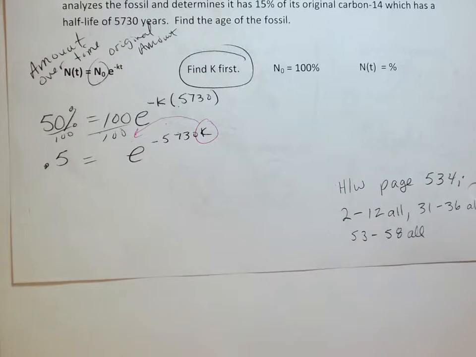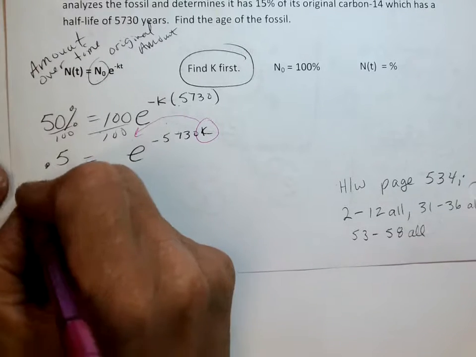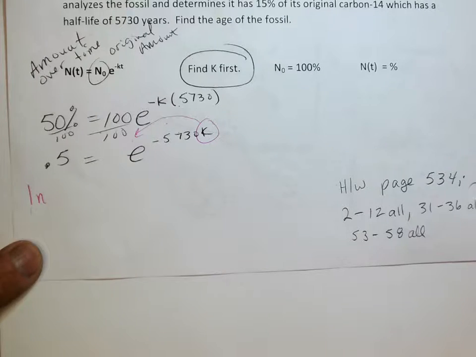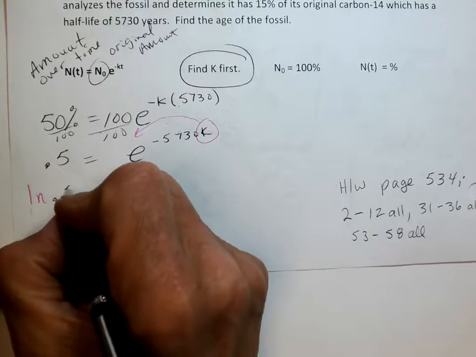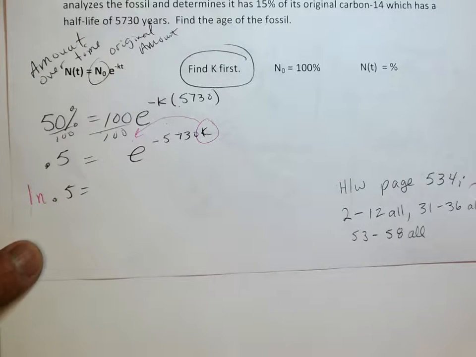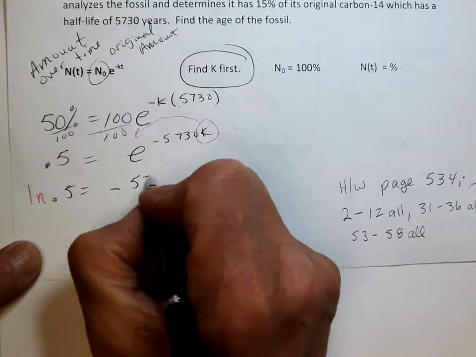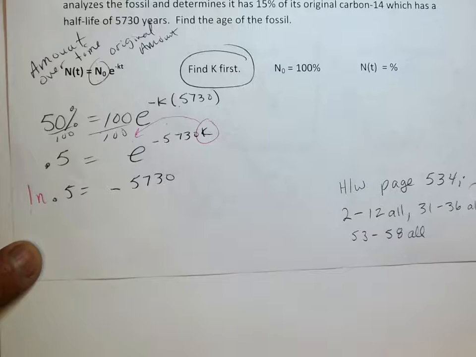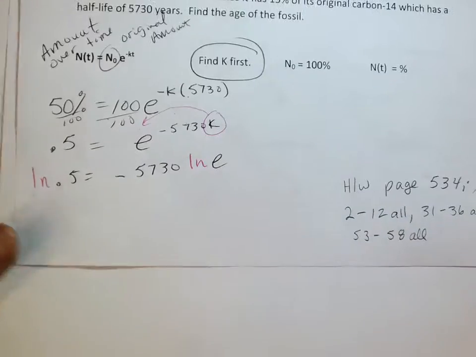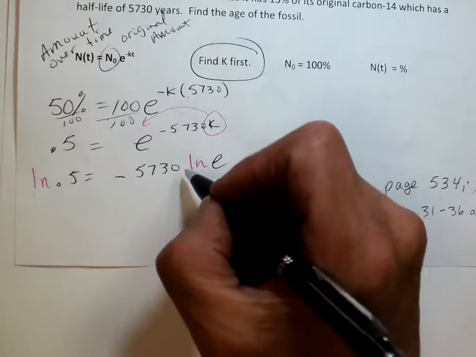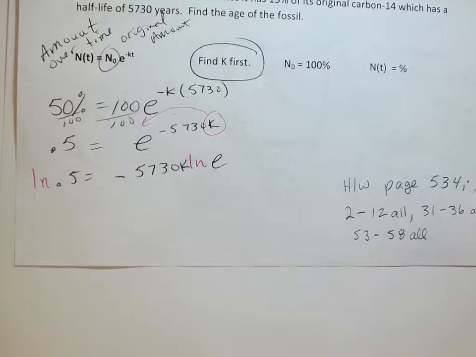Yeah, it's ln. So let's take the log, but let's take ln specifically because of e. So I'll take the ln of 0.5, right? Equals, and I'll float it down. I'm going to skip a step. Negative 5,730. And we'll have the ln of e, okay? I skipped a step. Yeah, thanks, Jerome. Thank you. Glad you guys are here. Make sure I don't make too many dumb mistakes, huh?